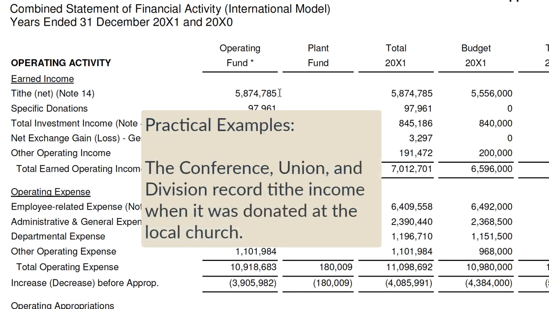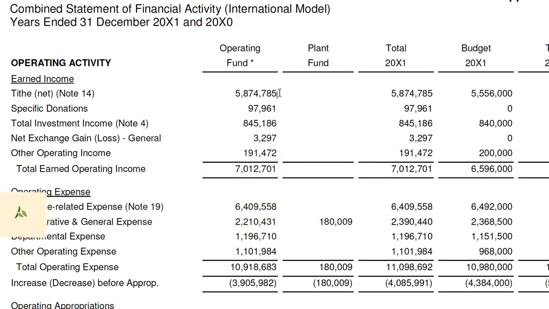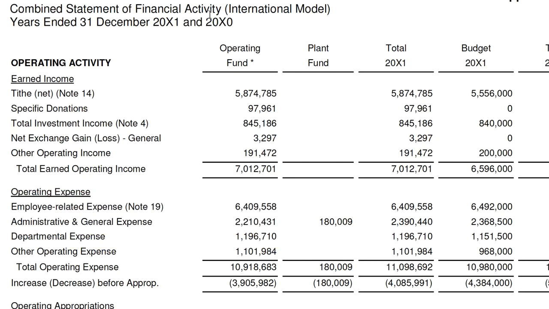The church has collected the tithe. The conference records it, even though they haven't gotten the money from the church yet. So the church collected tithe in December and sent it to the conference in January. The conference records it as tithe income in December, even though they don't actually get the cash until January. So that fits into what we're doing here.